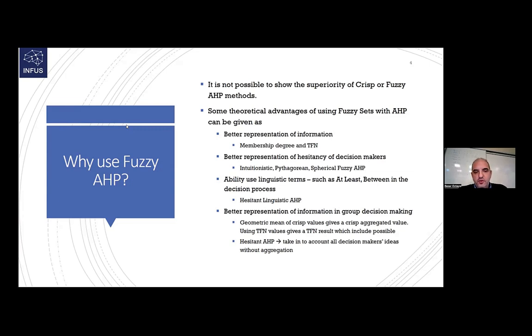And in fuzzy AHP, we can use hesitant linguistic AHP, and we can use some special words like at least, between, and so on. So it's also a relaxation for decision makers. And when we use it in group decision making, when we aggregate data, fuzzy sets still help us use a range of values. And especially hesitant AHP or hesitant fuzzy sets can deal with different membership values at the same time. So maybe we don't need to aggregate the data to finalize the AHP process. So these are some issues about fuzzy.